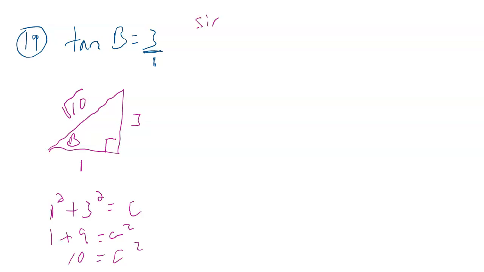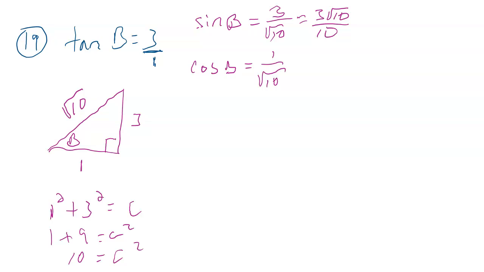Same idea, so I get sine B. Sine B is equal to opposite over hypotenuse. So 3 over root 10. Let's go ahead and rationalize that. That's going to be equal to 3 root 10 over 10. Let's do cosine B. Cosine is adjacent over hypotenuse. So 1 over root 10, which is root 10 over 10.